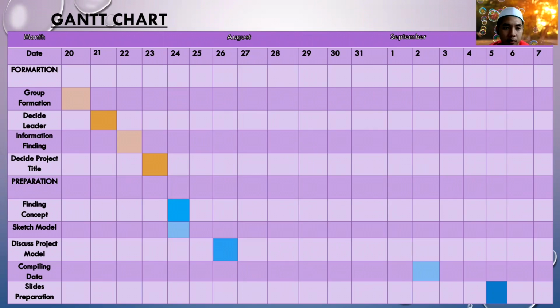This is our Gantt chart. On the 20th, first we did group formation, then the next day the site leader, then the next day information finding. On 23 August, we decided the project title. On the 24th, we found the concept and sketched the model. On 26 August, we discussed the project model. On 2nd September, we compiled data. And on 5th September, we prepared the slides.